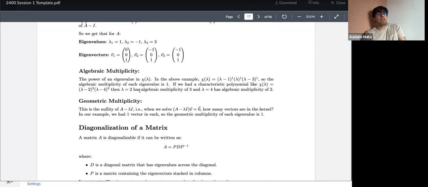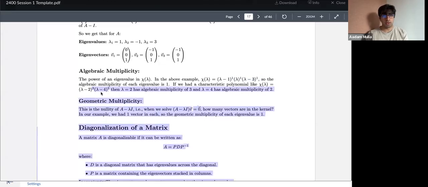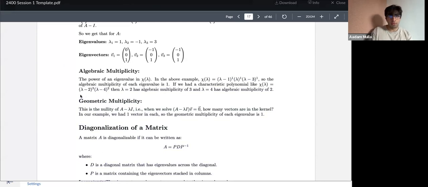Okay, the two important terms are algebraic multiplicity and geometric multiplicity. Algebraic multiplicity is the power that you take an eigenvalue to in the characteristic polynomial. So in our example, we had the characteristic polynomial equals lambda minus 1 to the first times lambda plus 1 times lambda minus 3 to the first, right? Everything is to the first power. So the algebraic multiplicity of each eigenvalue is 1. If, for example, the polynomial looked like this, then lambda equals 2 would have an algebraic multiplicity of 3, and lambda equals 4 would have an algebraic multiplicity of 2.